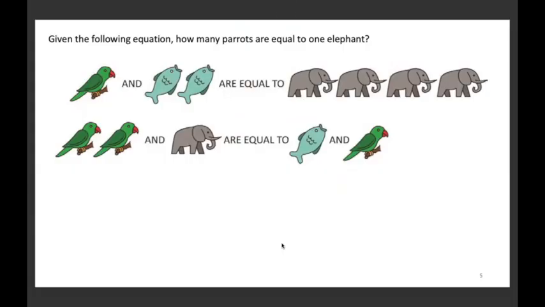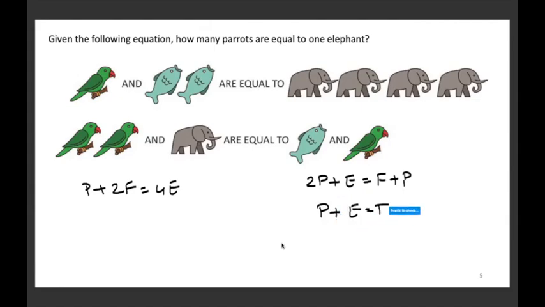We're given here 2 equations. Based on the given 2 equations, you have to find how many parrots is equal to 1 elephant. First, we'll write down the equations. So parrot plus 2 fish is equal to 4 elephant. Second equation says 2 parrot plus elephant is equal to fish plus parrot. Can also be written as parrot plus elephant is equal to fish.